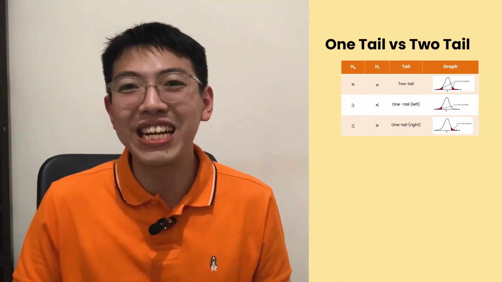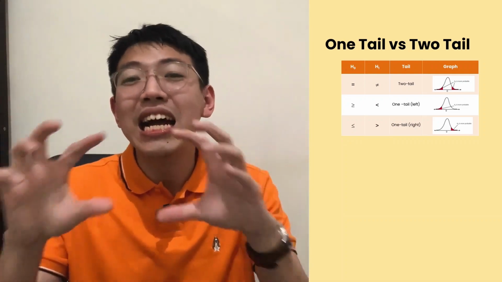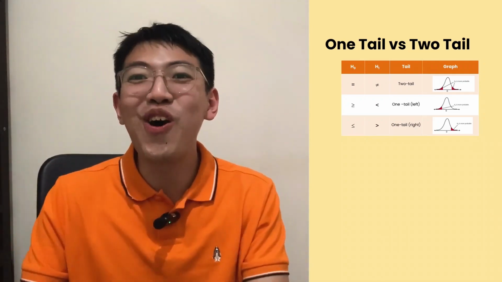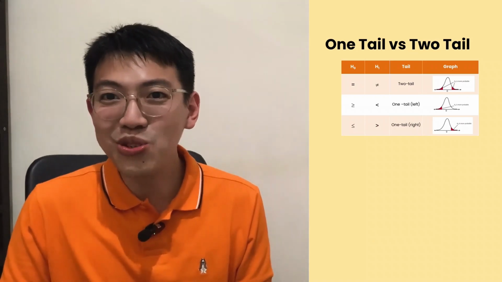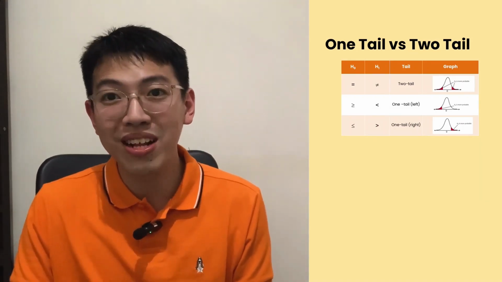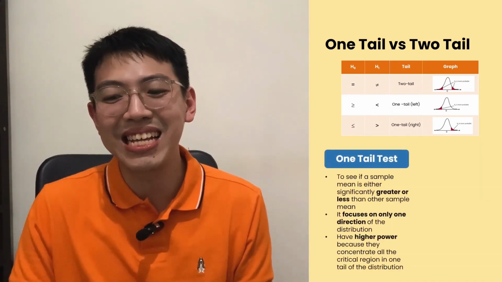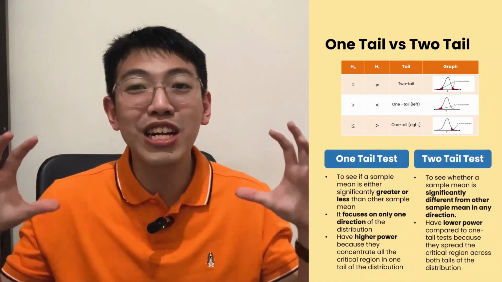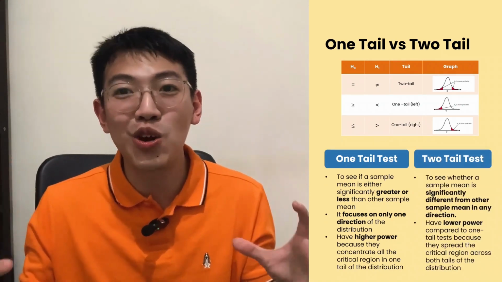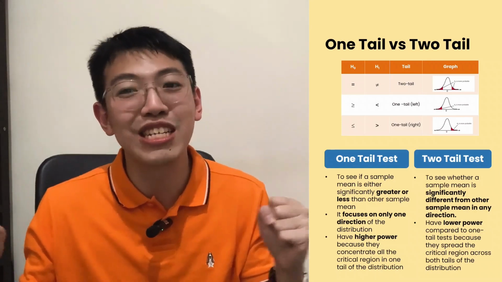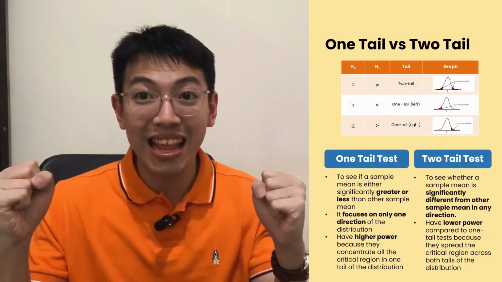The keyword here is only different. Different can be higher or lower. Actually, two-tailed test has lower power compared to one-tailed test because they spread the critical region across both tails of the distribution, right and left.